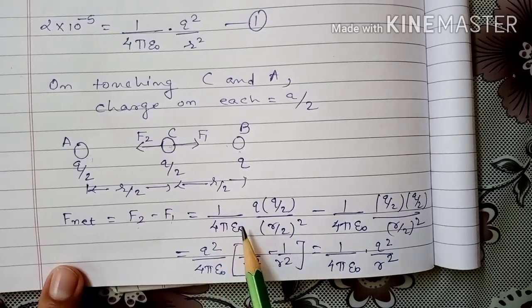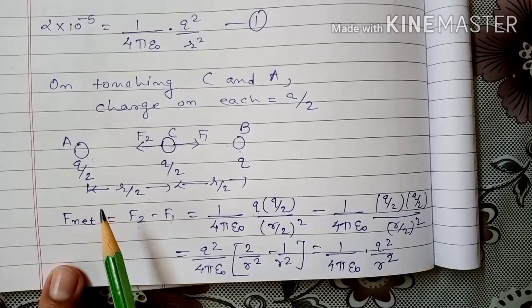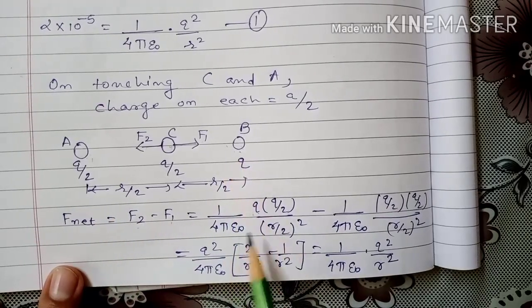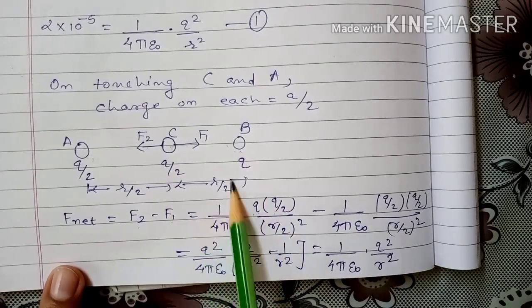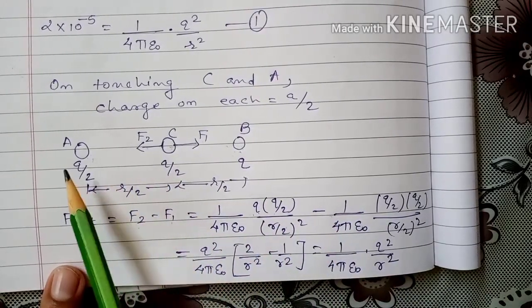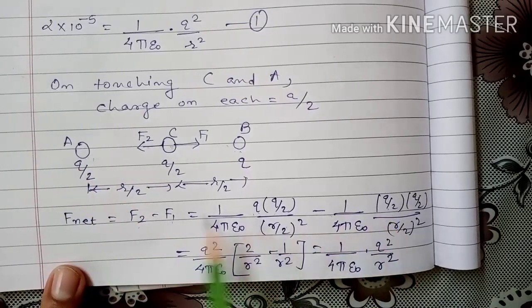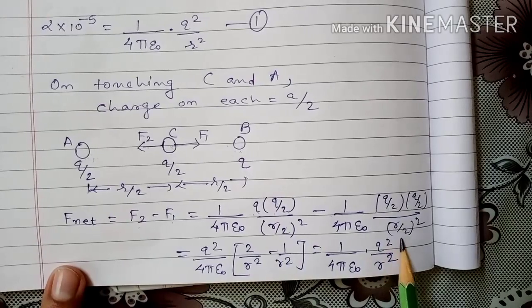What is the formula of electric force? 1 upon 4 pi epsilon naught Q1 Q2. Q1, that is charge on sphere B, that is Q, and charge on sphere C, that is Q by 2, upon the distance between them, r by 2 square, minus 1 upon 4 pi epsilon naught, charge on sphere A, Q by 2, charge on sphere C, Q by 2, upon the square of the distance between them, r by 2 square.